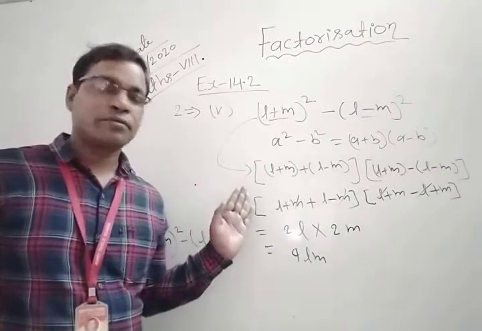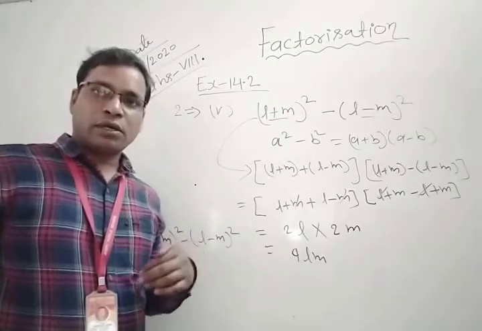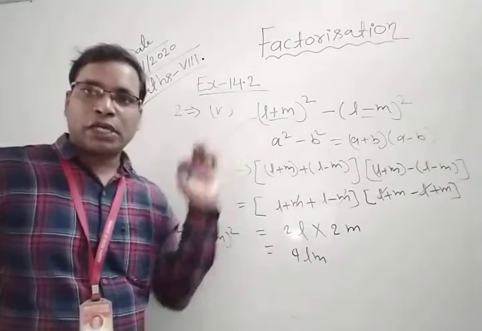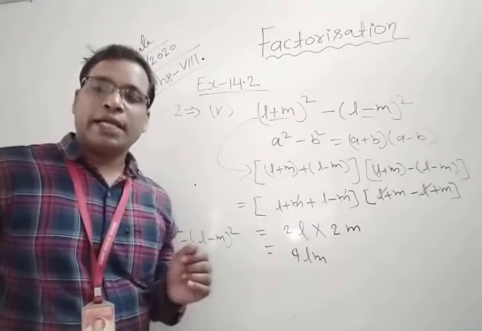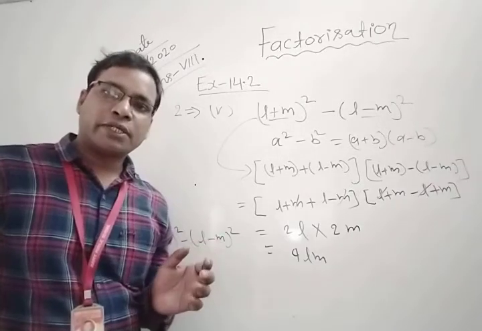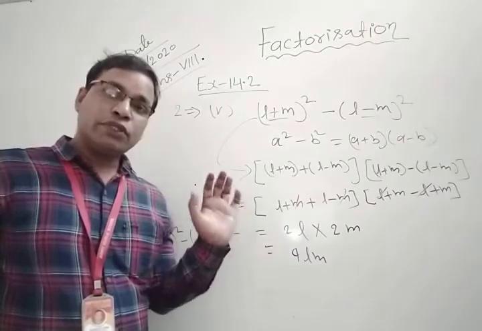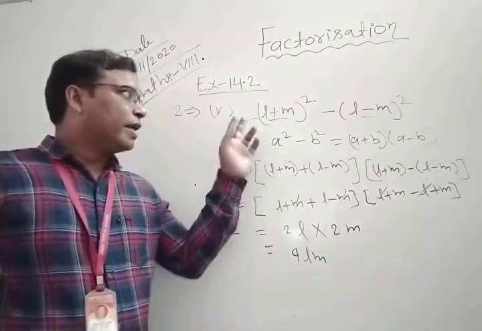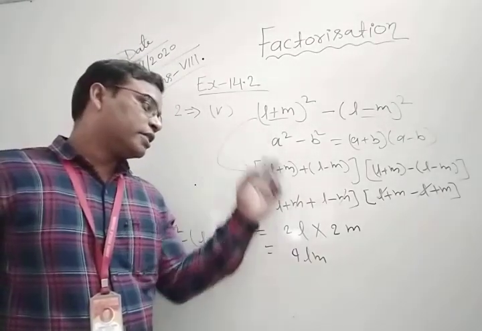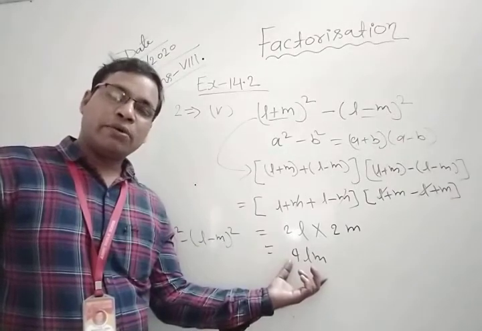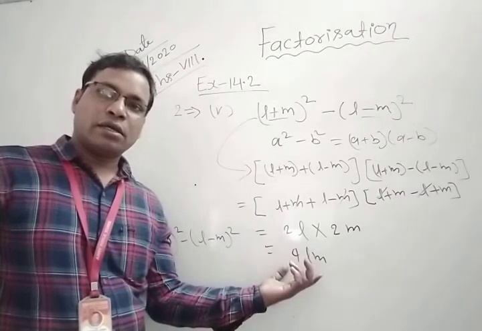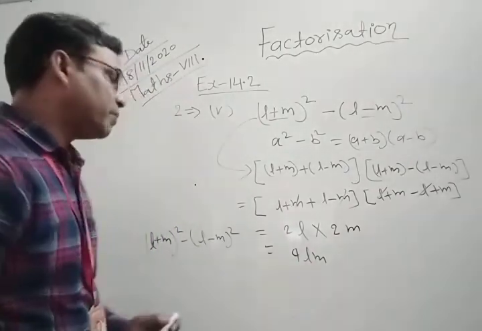So here we found the factors of this expression by using the third identity. Now we are going to find the factor of the whole square of l plus m minus the whole square of l minus m again, by using the first identity and the second identity. Let's check whether the answer is 4lm or something else. So let's see. First we erase this.